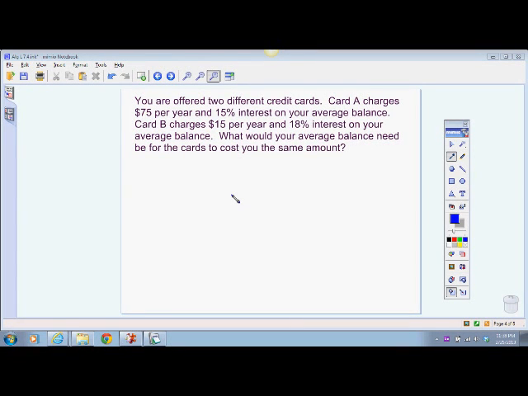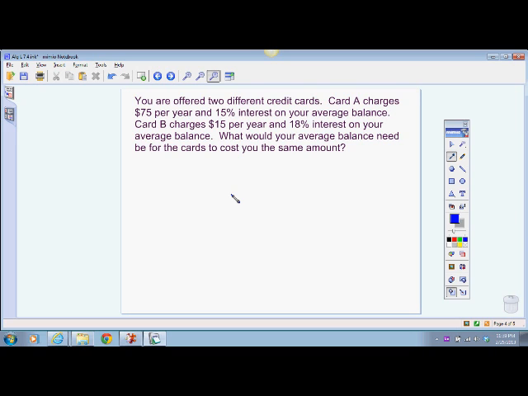Offer two different credit cards. Card A charges $75 per year and 15% interest on your average balance. Card B charges $15 per year and 18% interest on your average balance. What would your average balance need to be for the cards to cost you the same amount?